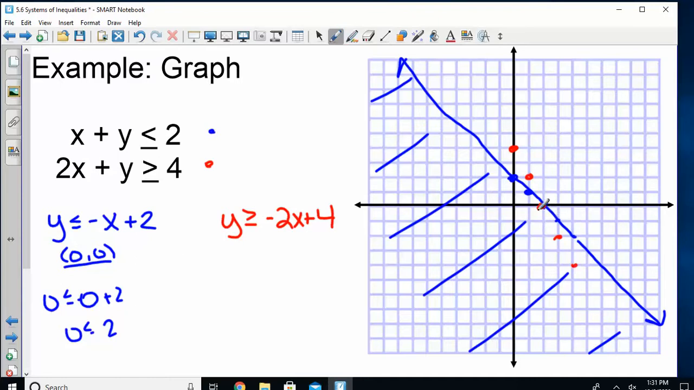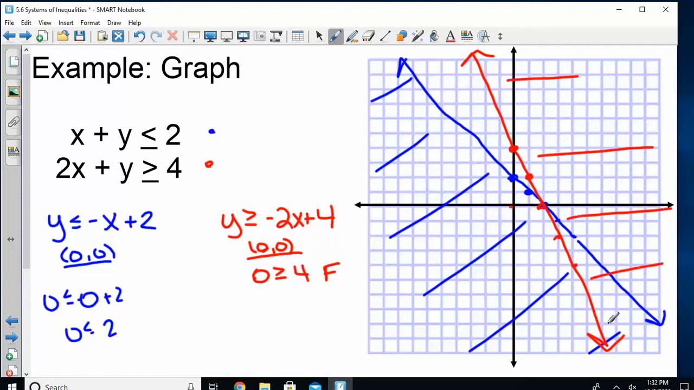Solid or dashed line? Solid again, because I'm equal to. Okay, 0, 0 isn't on that line, so we can use it for the test point. We get 0 is greater than or equal to 0 plus 4, which is 4. So is 0 greater than or equal to 4? That's false. So this time 0, 0 didn't work, so we shade the other side.